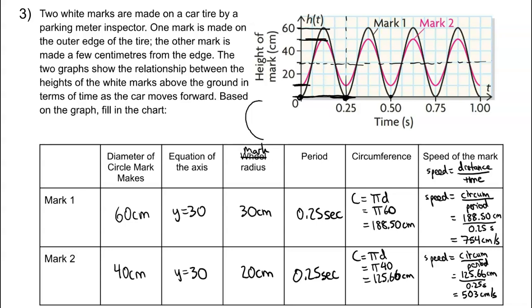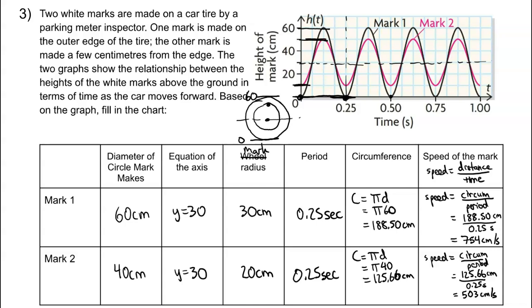So the thing to keep in mind here, and it might be helpful to see a picture of the wheel. The wheel goes from 0 all the way up to 60. And then the equation of the axis is right in the middle. And then we have this mark on the wheel. And that mark is going to go around, not quite down to the ground. It's going down to 10 and it's going up to 50, down to 10 and up to 50.